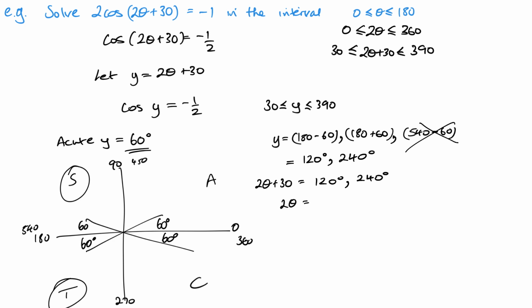So the first step will be to take away 30 from each angle, and then to divide the angles by 2. And there you have your answers. As in all these questions, if you substitute these in place of theta, you get -1 out as your answer. So you can always double check them.